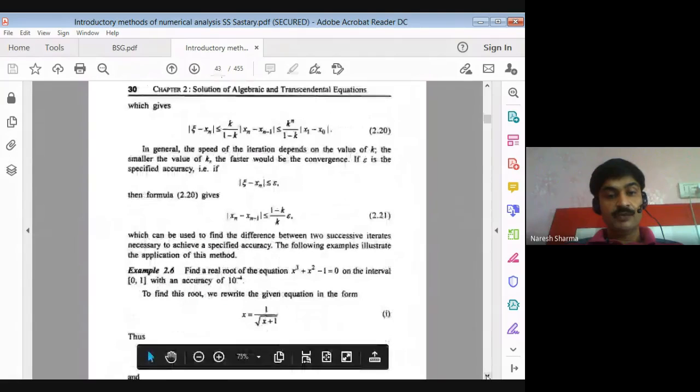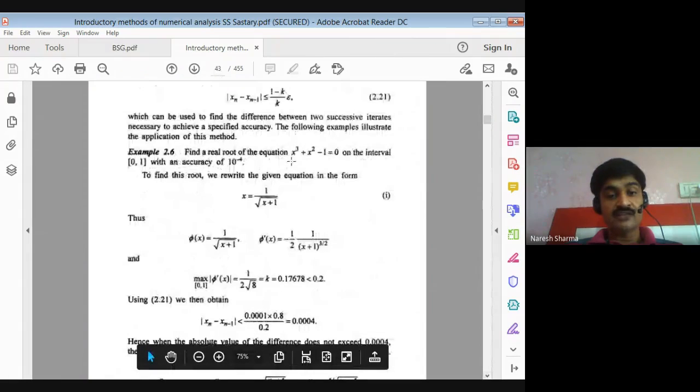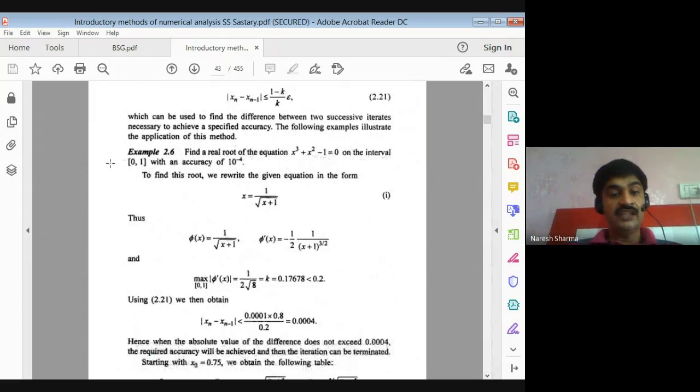So in this particular example, we see the same problem, x cube plus x square minus 1, on the interval 0 to 1. If the interval is not given, suppose 0 to 1 is not given, you can just try values in the left hand side of this function. You put here 0, that gives you minus 1, and when you put here 1, that is 1 plus 1 is 2, minus 1 is plus 1. That is, at 0 its value is negative, at 1 its value is positive. That means at least one root lies between 0 and 1.